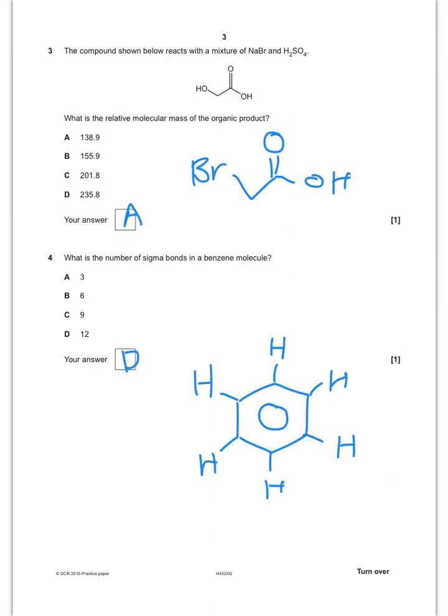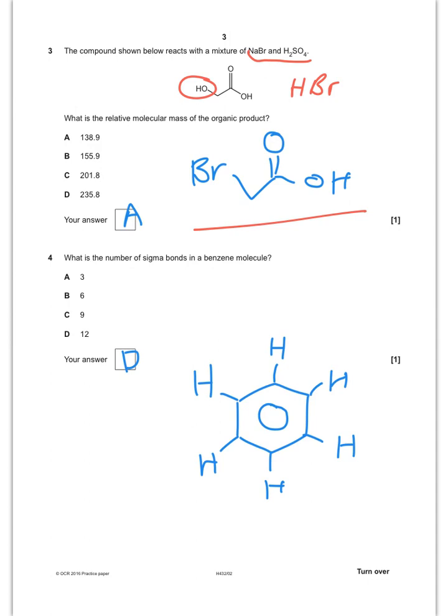So we're now going to react that compound with sodium bromide and H2SO4. This combination of course generates HBr in the mixture, and you replace the OH with a Br, so you get this product, and if you add all your relative atomic masses up you will get to A.